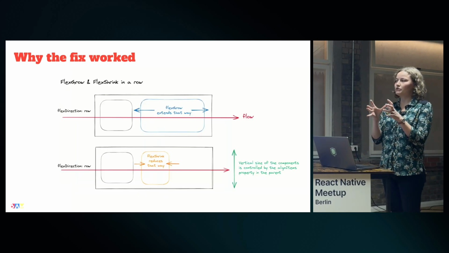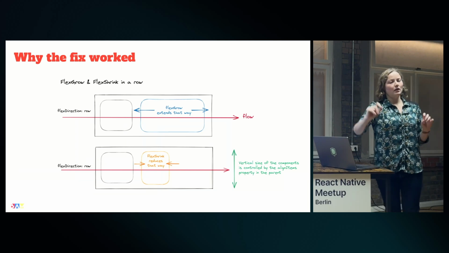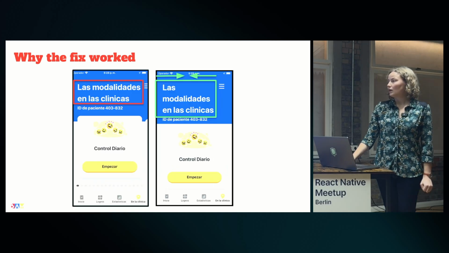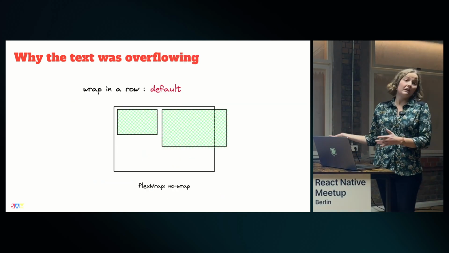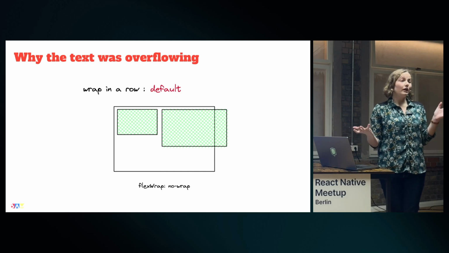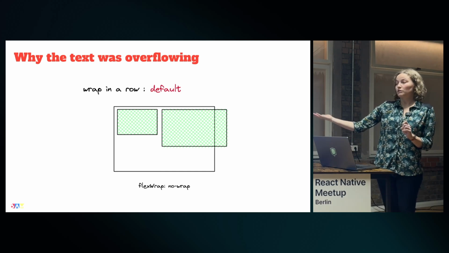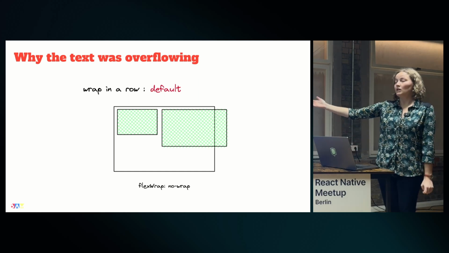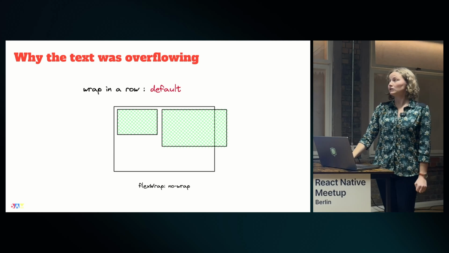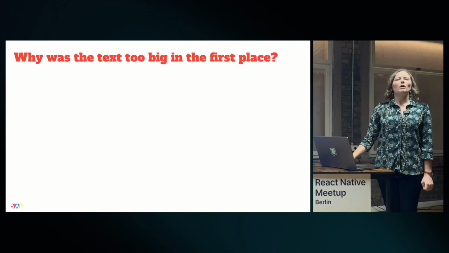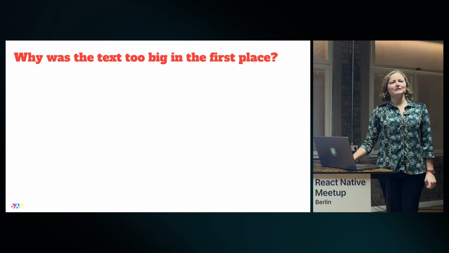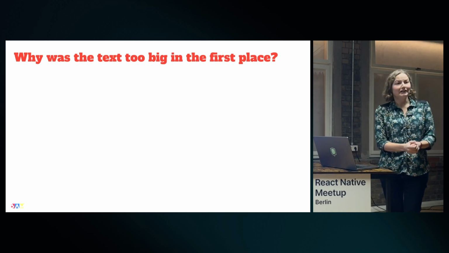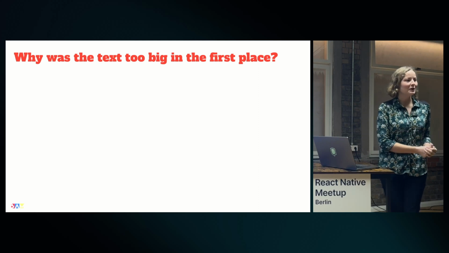The shrink parameter controls the size of the element on the main axis of the flex direction, not the other way. And why was it overflowing in the first place? Well, in a row, elements never wrap. By default, flex wrap is set to no wrap in the React Native style. So when an element is too big, it just goes out of screen. But why was the text too big in the first place? That's the real question. Why do we have to adapt it? Do you know why? I hope not, because I'm going to answer it tonight.